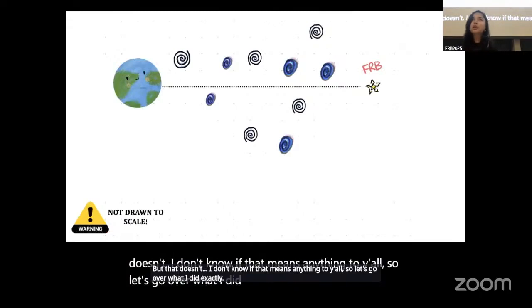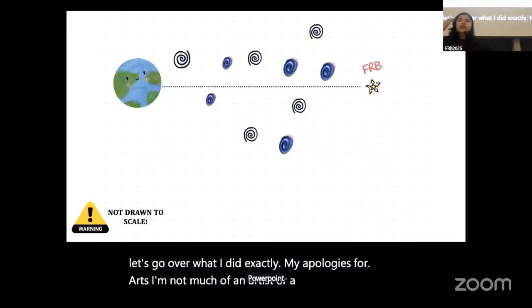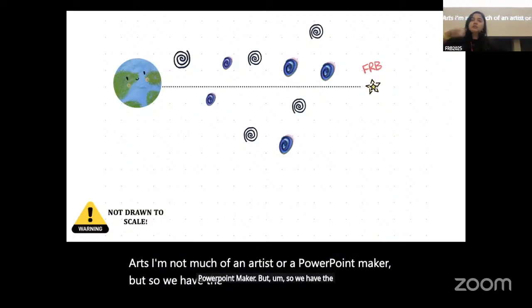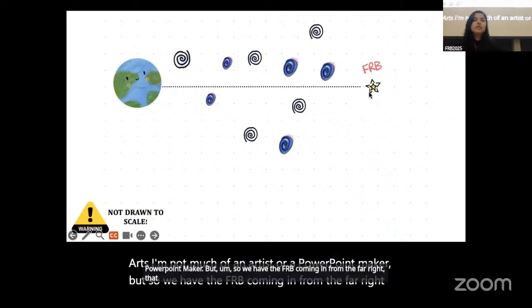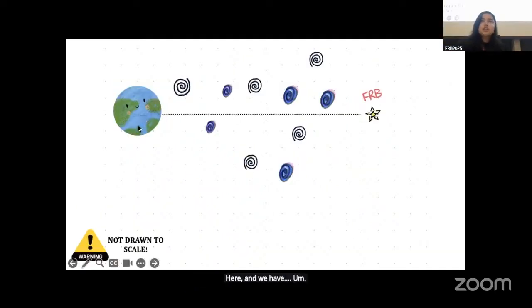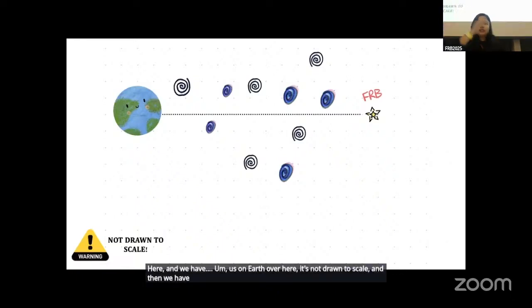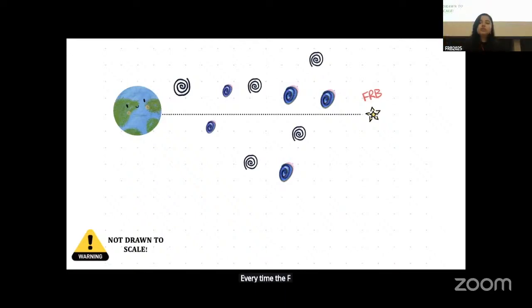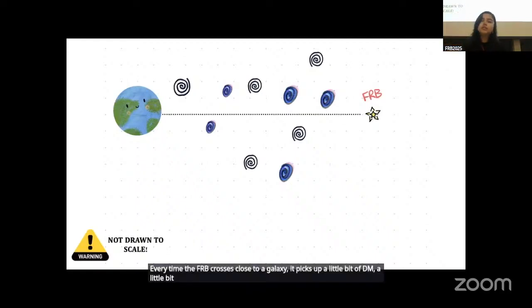My apologies for the subpar art. I'm not much of an artist or a PowerPoint maker. But so we have the FRB coming in from the far right. That would be here. And we have us on Earth over here. It's not drawn to scale. And then we have all the galaxies that are in front of the FRB. Every time the FRB crosses close to a galaxy, it picks up a little bit of DM, it passes through a little bit more material.